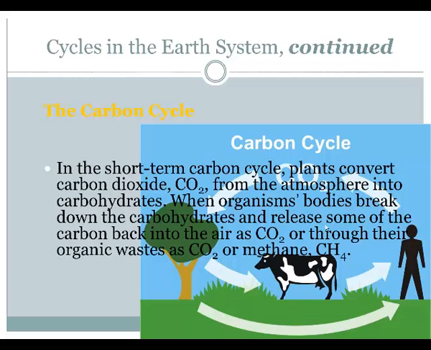So the short-term carbon cycle is: an organism eats the plant and releases carbon dioxide into the atmosphere. The carbon dioxide is used by the plant and incorporated back into the plant. That's the short-term carbon cycle.